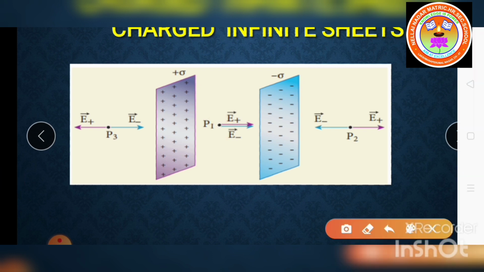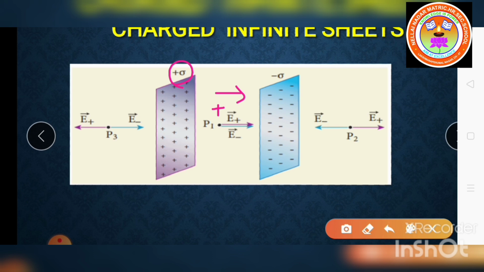If I place one positive charge at the point P1, what happens? Due to the positive plate, the electric field is in an outward direction. That is what we indicate as E positive vector.